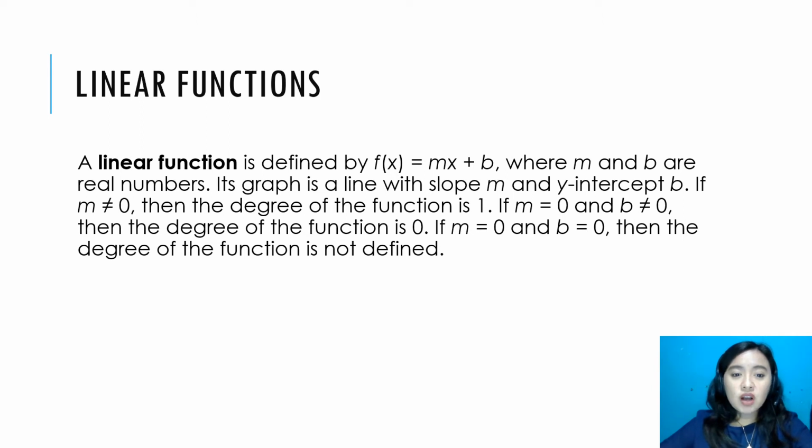So a linear function is defined by f of x is equal to mx plus b where m and b are real numbers. Its graph is a line with slope m and y-intercept b. If m is not equal to 0, then the degree of the function is 1. If m is equal to 0 and b is not equal to 0, then the degree of the function is 0. If m is equal to 0 and b is equal to 0, then the degree of the function is not defined.